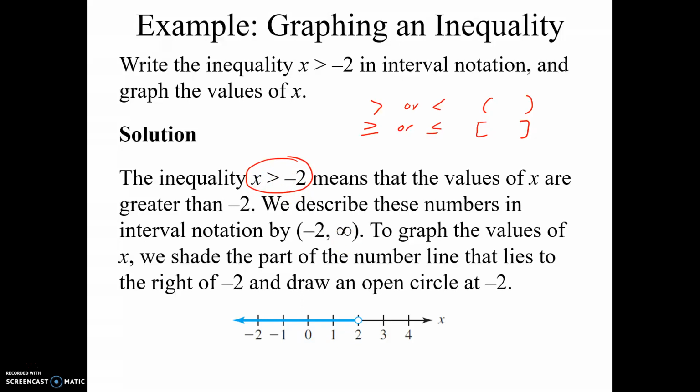To graph the values of x, we shade the part of the number line that lies to the right of -2. So this graph is clearly incorrect. Let's draw an accurate graph. So we have -2, and since the numbers are getting larger, they're going to approach infinity. So it's a set of all numbers that are greater than -2.